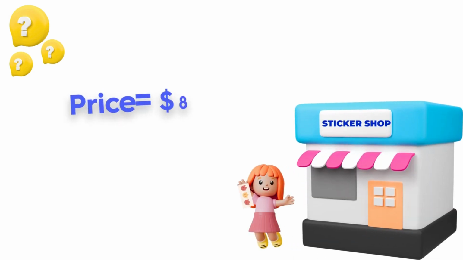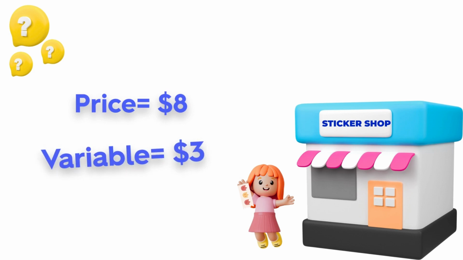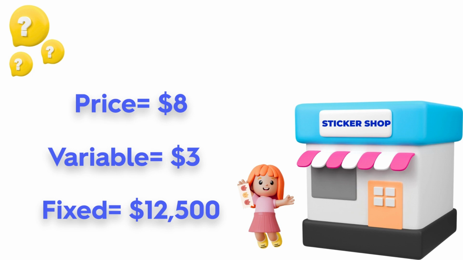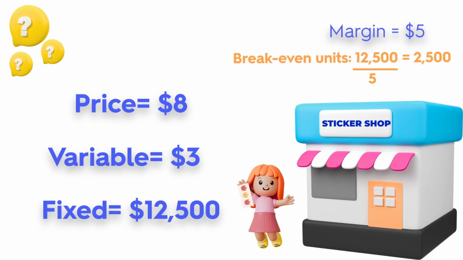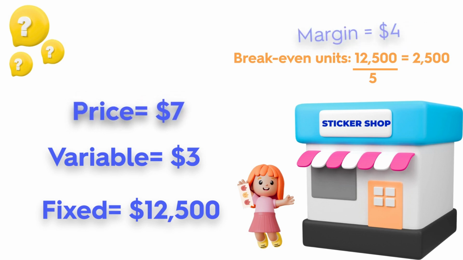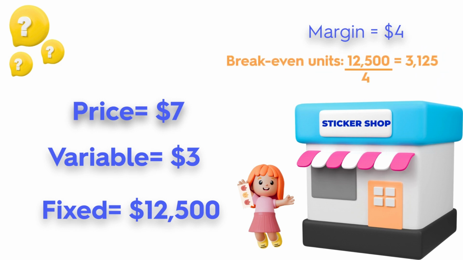Let's apply what we know to this new case. A sticker shop sells packs for $8 with $3 variable cost and $12,500 in fixed costs. The margin is $5, so break-even units are 2,500. If the shop runs a sale at $7, the margin drops to $4 and break-even jumps to 3,125. Lower price means you must sell more to reach 0 profit.